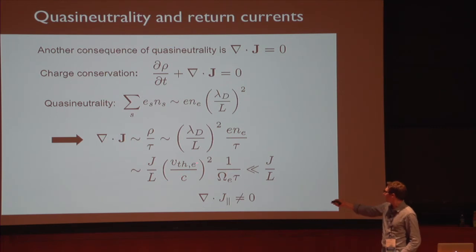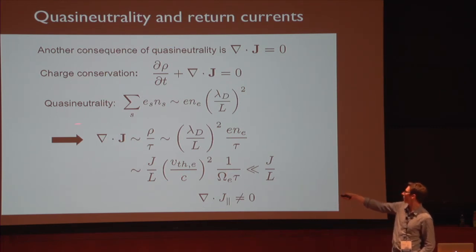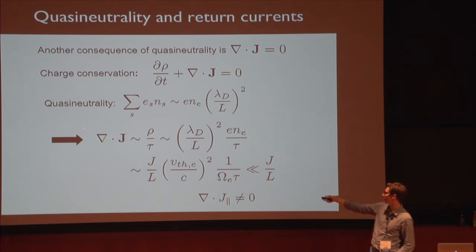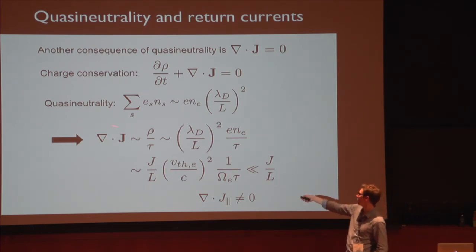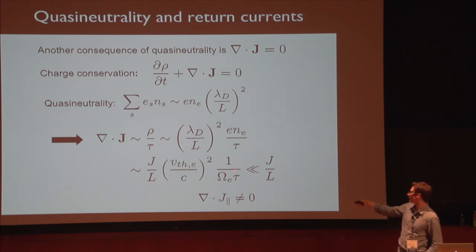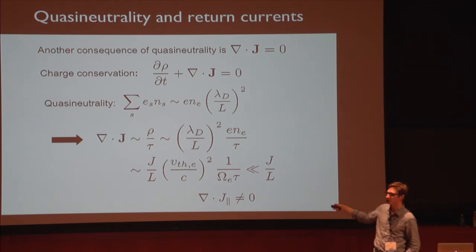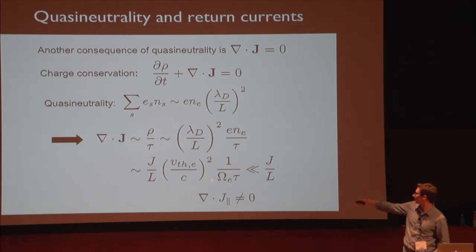And now, if we try to see how big this quantity is compared to, say, the naive estimate. So the naive estimate would be to say that this thing scales like the current over the length scale associated with the current. Then we see that there's actually another factor multiplying it, and that's the ratio of the electron thermal speed over the speed of light. And this here is the electron Larmor frequency.